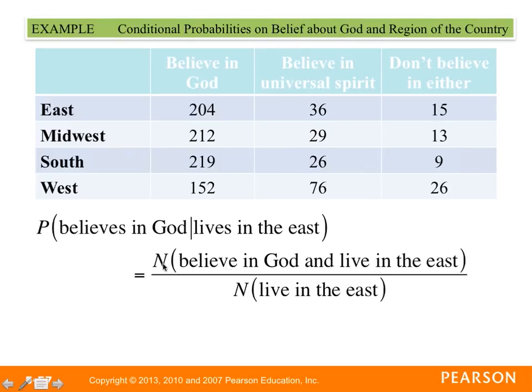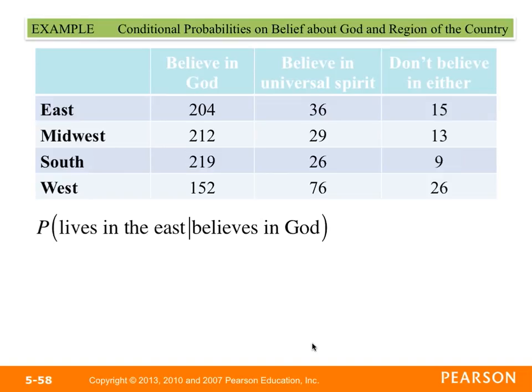So we take the number of people who believe in God and live in the East, which is going to be this 204, and we divide it by all of the people who live in the East, 204 plus 36 plus 15. And make sure if you're doing this in your calculator all at once that you put parentheses around your denominator, and you get 0.8. So that means if you know that someone lives in the East, there's about an 80% chance that you're going to choose someone who believes in God out of this group of people.